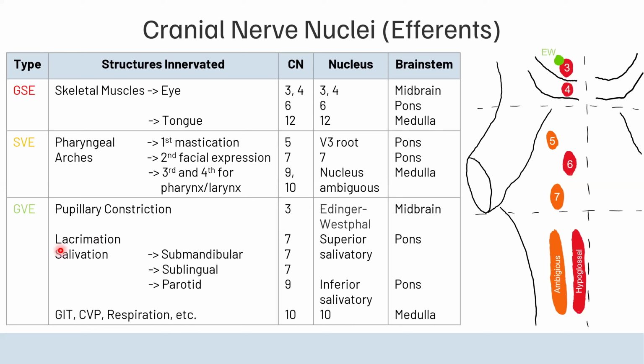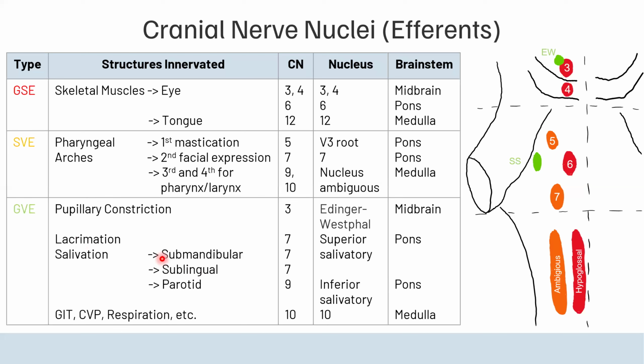Next up, we had our lacrimation, which was through the facial nerve, and that was taken up by the superior salivatory, which is located within the pons. Do you guys remember what the ganglion was that was related to lacrimation? Pterygopalatine ganglion, absolutely.